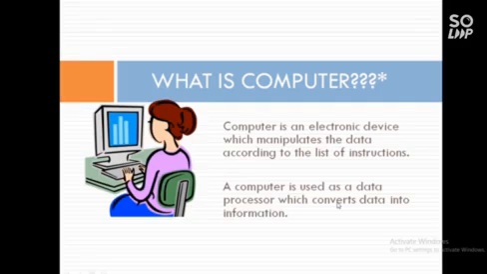Let's begin. Now, first is what is a computer? A computer is an electronic device which manipulates data according to a list of instructions. It means it is an electronic device which holds all the data the human has put in it. A computer is used as a data processor which converts data into information.